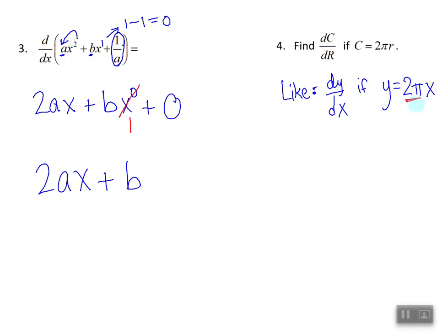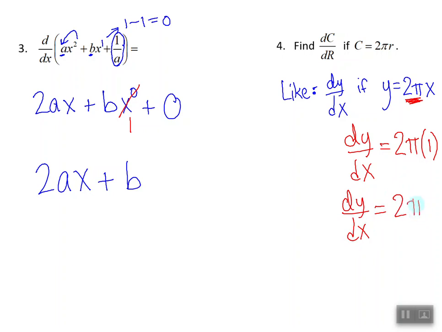2 pi is our constant multiple. So dy dx would equal the constant multiple times the derivative of x, which of course is just 1. So dy dx would equal 2 pi. Now, if it helps to change the letters into more familiar letters, feel free to do that. Or we can just think of it like this.